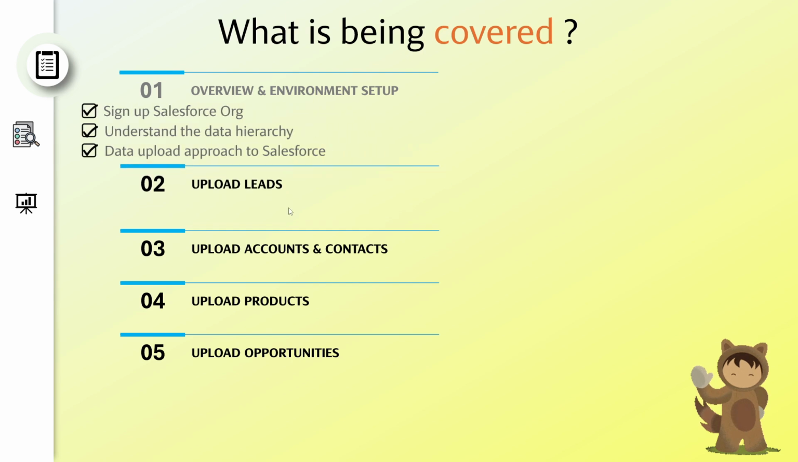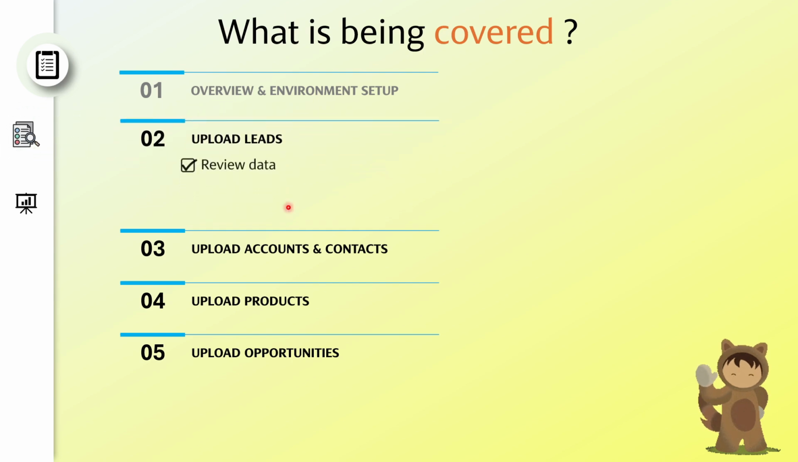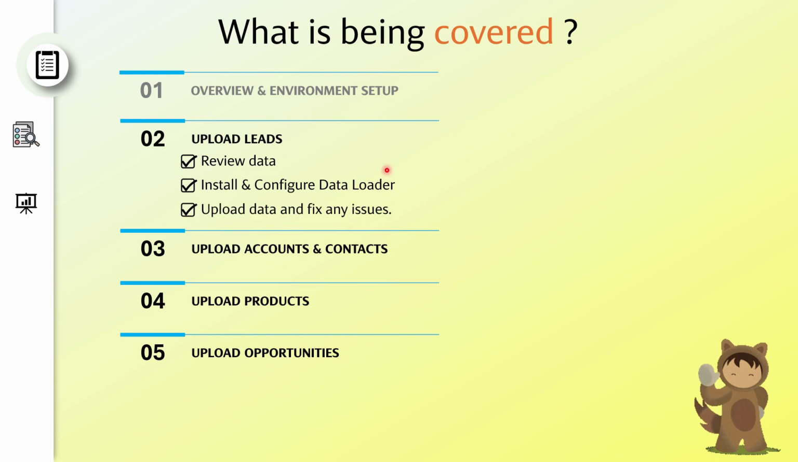So for the leads, we'll look first at what is the data that is created. We have used ChatGPT to create some sample data. The data is 100% not clean or relevant to the real world, but we're just working with some sample data. We'll install and configure the data loader. That will be the tool of our choice for this video series. We'll also look at some other data load options, but for now we're looking at the data loader, and we'll use it to upload some of the leads and fix any issues as we go along, right?